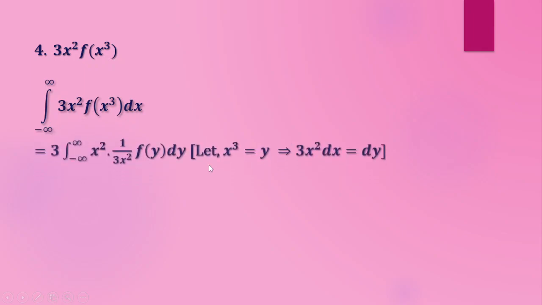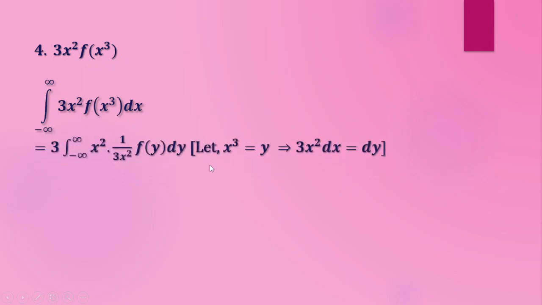And let's check the last option, option 4. It is 3x² f(x³). Let's check it similarly. Here we take x³ equal to y, and by differentiating both sides we get 3x² dx equal to dy. Here the limit of x is minus infinity to infinity, and as we take x³ equal to y, the limit of y will be the same, that is minus infinity to infinity.